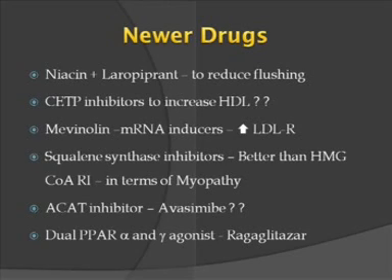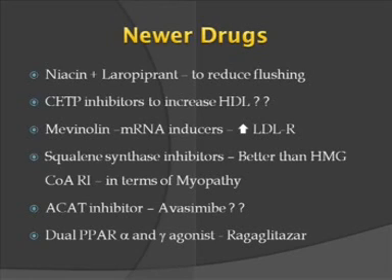In order to reduce the flushing of niacin, it is being combined with another molecule, another chemical, which blocks the prostaglandin pathways and arrests the accumulation of excess prostaglandins which cause the flushing. This molecule is called laropiprant. Laropiprant, when added to niacin, is supposed to reduce the flushing. It is still under investigation.